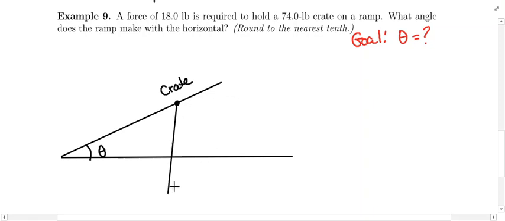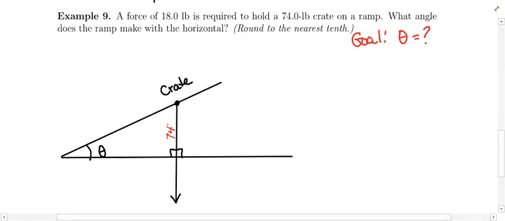vector. Weight is a force that acts straight downward, so you have to draw in this vector. It goes straight down, so this will be a right angle, this will be a right angle, and we know because this thing weighs 74 pounds, this vector has a magnitude of 74.